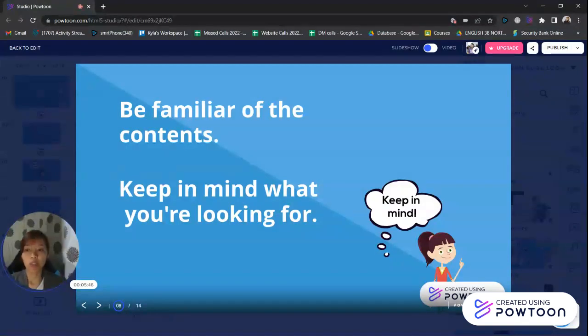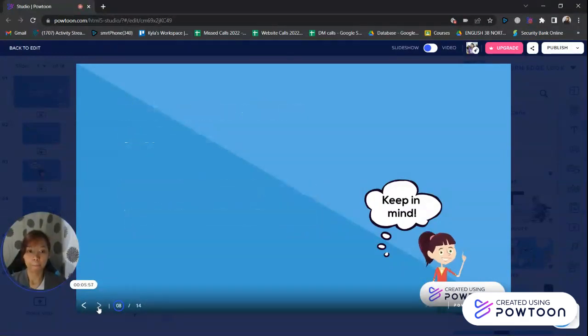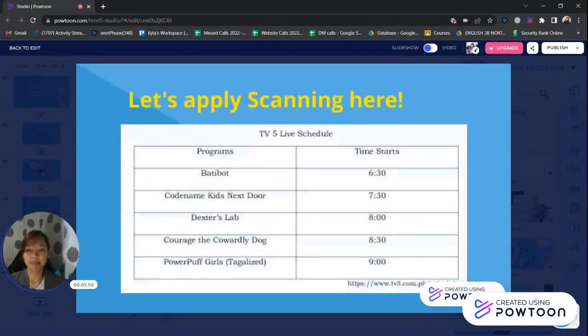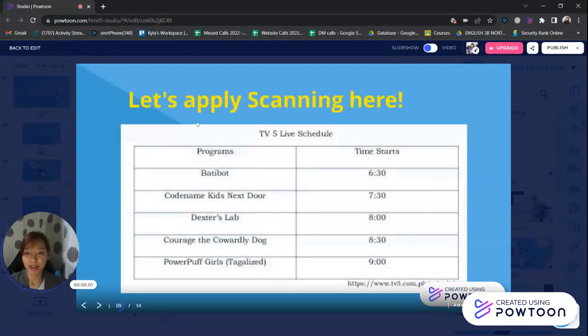But if you're not familiar with the contents, then it would be hard for you to find that specific information. Okay, so let us practice, children. So let's apply scanning here.